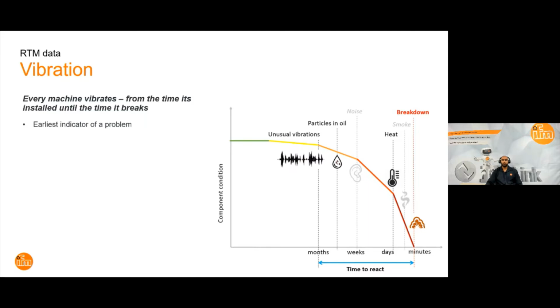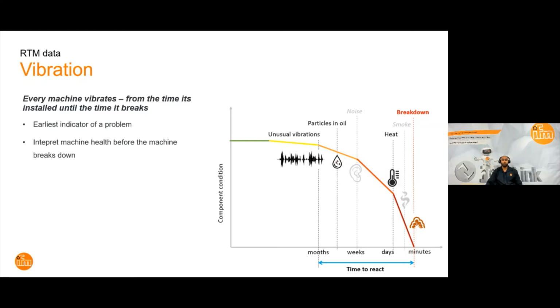So looking at the illustration on your screen, you find that long before the breakdown actually occurs, long before temperature sensors can pick up the heat generated by friction, and long before a noise can be heard, there are unusual vibrations that occur. And it's at this point that we would like to measure these vibrations so that we can make a decision. So what are the other benefits of measuring vibration?